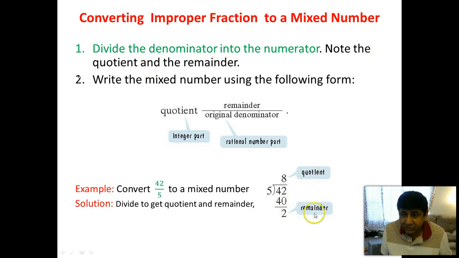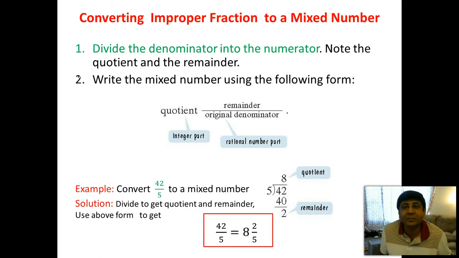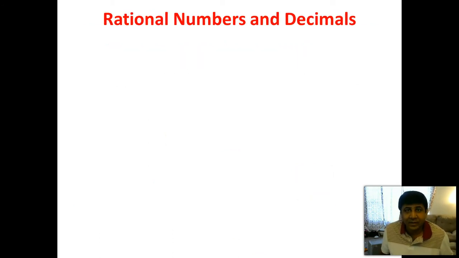So you need the quotient, the answer, and the remainder, what is over here. The quotient goes here, the remainder goes on the top, and the original denominator, which is 5 here, what you are dividing with, goes in the denominator. That is your mixed number. So 42 over 5, we can write as 8 plus 2 over 5, or 8 and 2/5. That is how you convert an improper fraction to a mixed number.